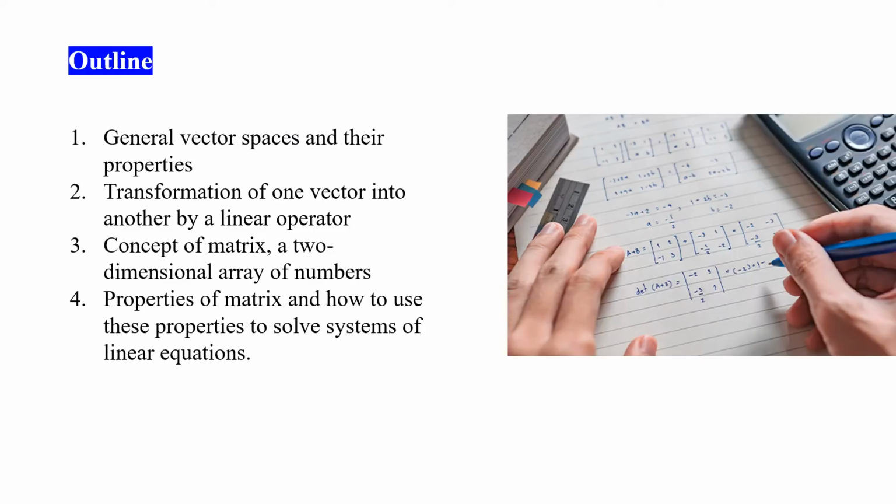In this lesson, we first discuss general vector spaces and their properties. We then go on to discuss the transformation of one vector into another by a linear operator. This leads naturally to the concept of a matrix, a two-dimensional array of numbers. The properties of matrices are then discussed, and we conclude with a discussion on how to use these properties to solve systems of linear equations.